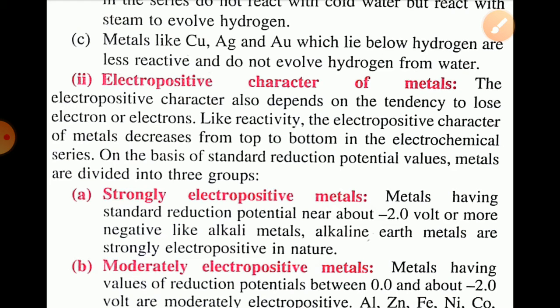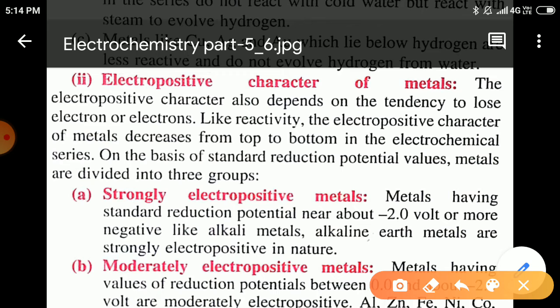Next point is the electropositive character of metals. Electropositive character of a metal means the tendency of the metal to lose electrons. The electropositive character also depends on the tendency to lose electrons, like reactivity. The electropositive character of metals decreases from top to bottom in the electrochemical series. Therefore, the tendency to lose electrons decreases from top to bottom in the electrochemical series, which also indicates the decrease in negative value of reduction potential of the metal.